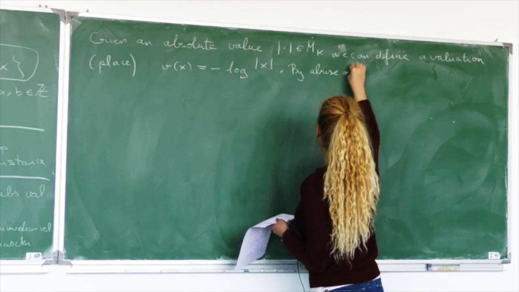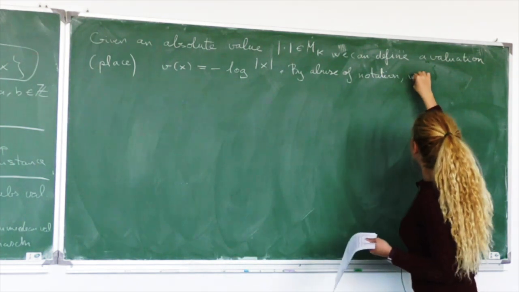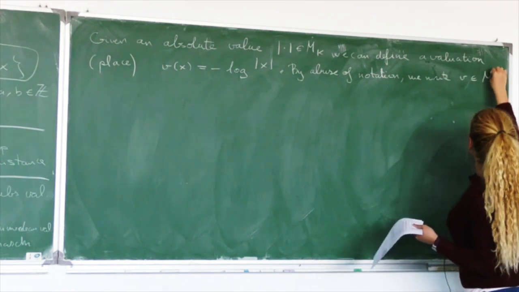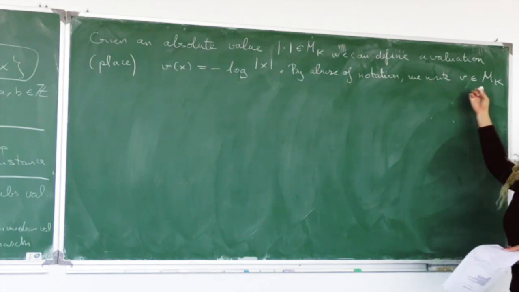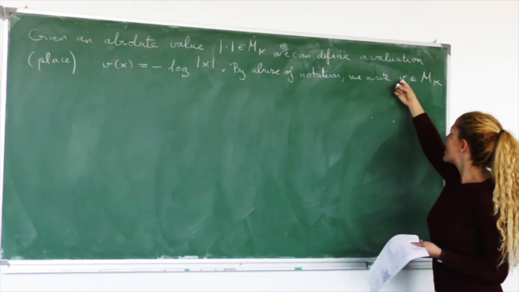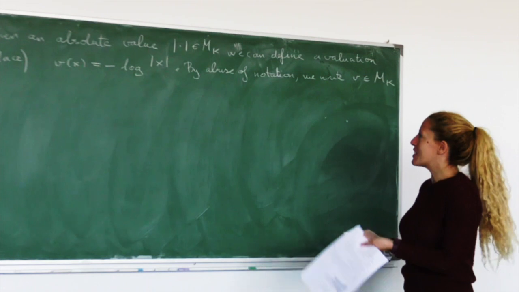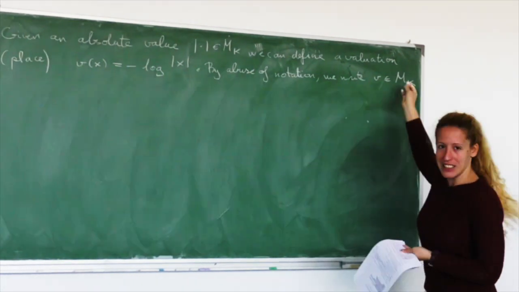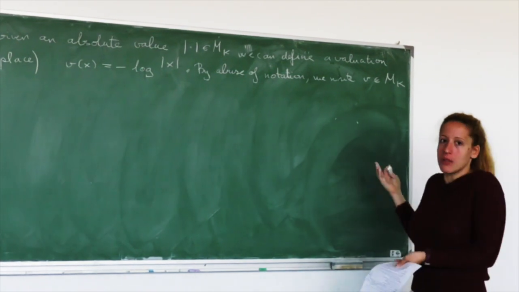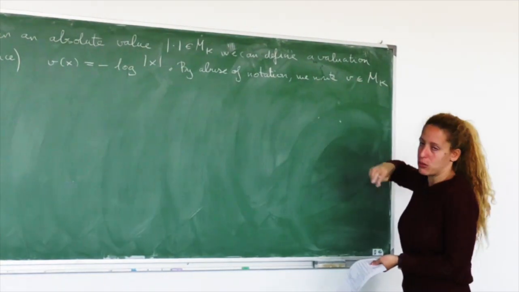by abuse of notation, we sometimes write B in here. This is the set of the absolute values up to equivalence, and this is a valuation associated to one of the absolute values. But sometimes, because it's easier, we just write it in this way. So be careful with that. I'll try to be precise, but sometimes you're going to see a valuation that is in the set of absolute values.